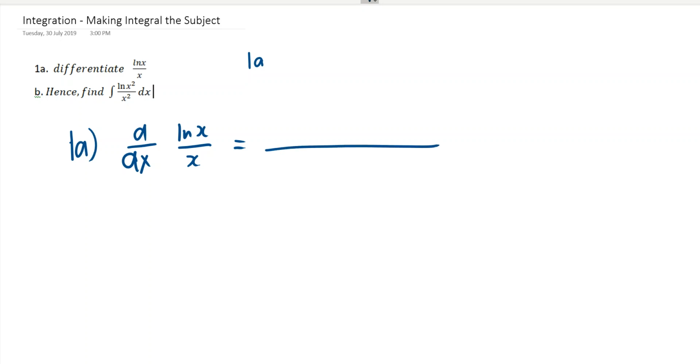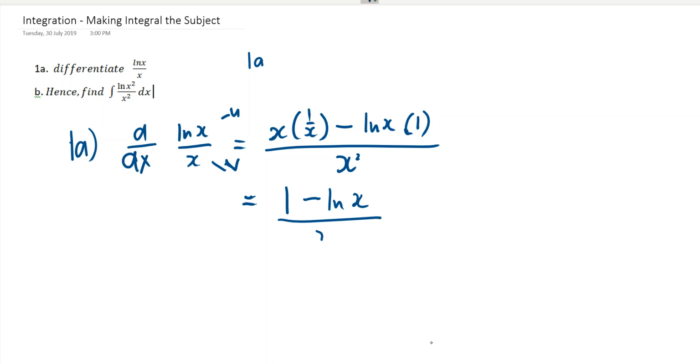So I will have this. Remember, this is my u, and then this is my v. If at this moment you do not know your product and quotient rule, you ought to go and revise it. So it's v du/dx, so we keep x, differentiate ln x, minus keep ln x, and then differentiate x, which is just 1, over x squared. So I will have 1 minus ln x over x squared. This is the first part where they ask you to differentiate.